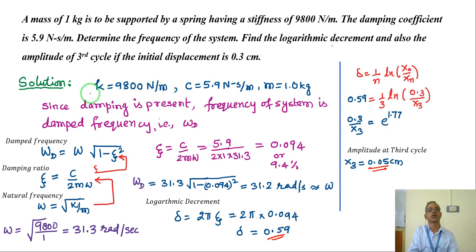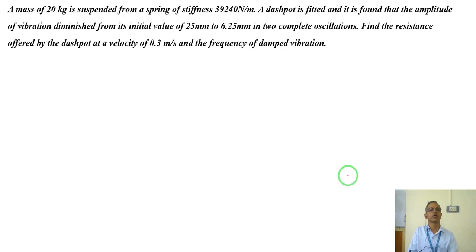Suppose it is asked for the fifth cycle or fourth cycle, simply my n will be 4. Everything else remains the same. Okay. So we will go to the next.